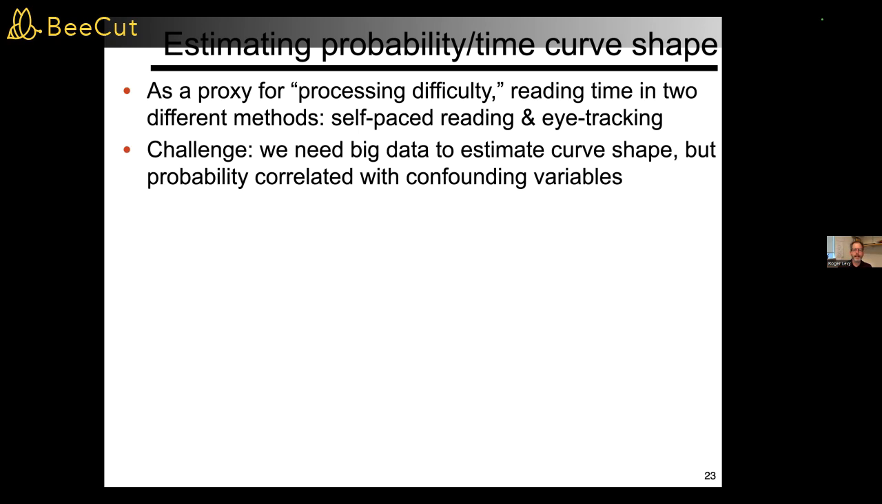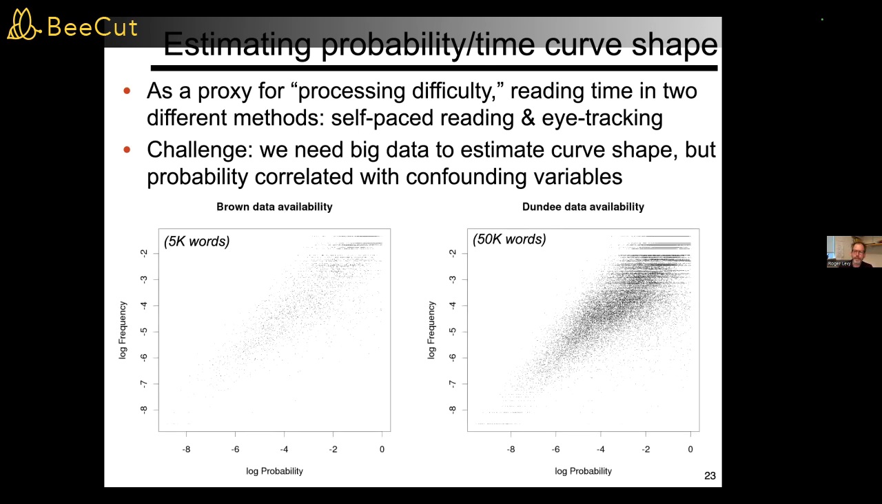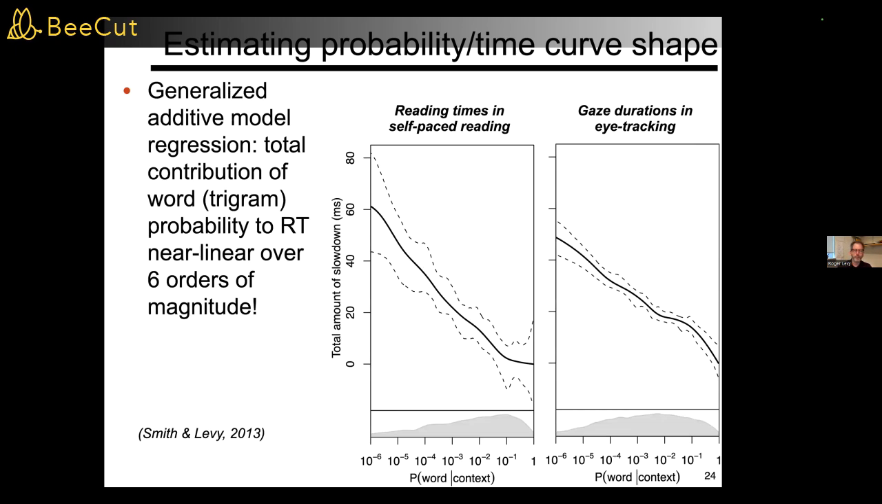And we used big data, data sets of 5,000 or 50,000 words, to disentangle the effects of the probability of a word given its context on reading time from other variables that have been known to influence reading, like frequency. In that data we first used n-gram models, before deep learning was really on the scene in the way that we can use it now. And we actually found, over many orders of magnitude in probability, that this relationship indeed was linear. And this was really quite striking.